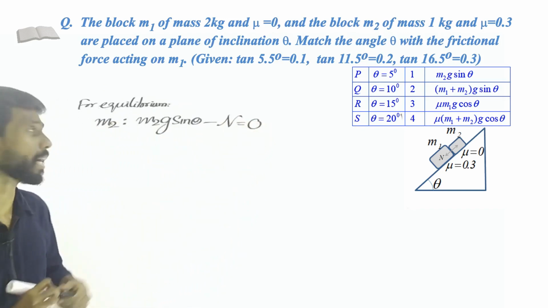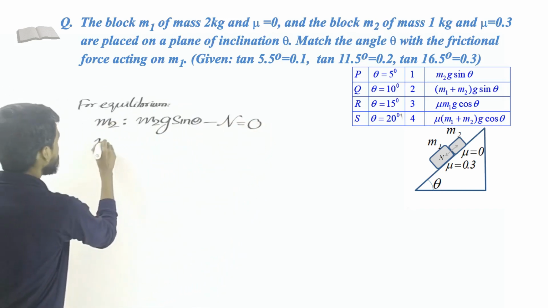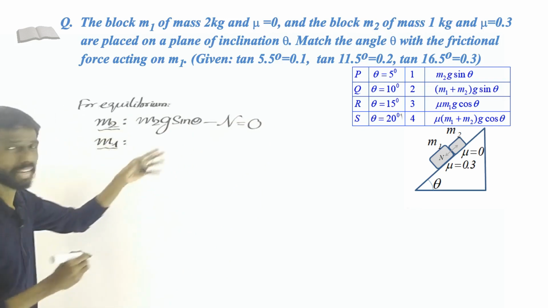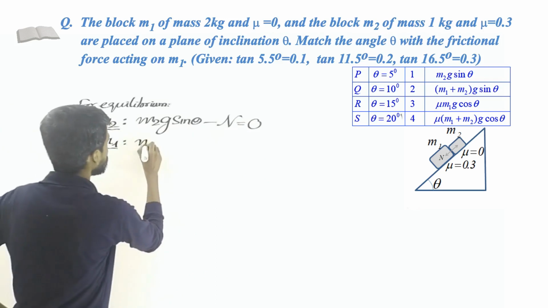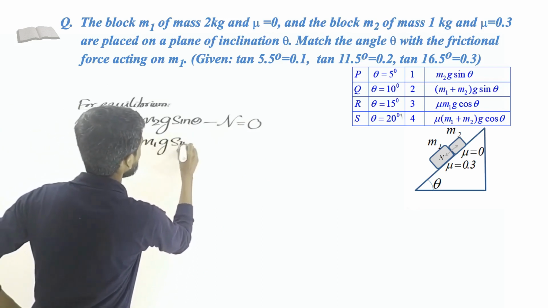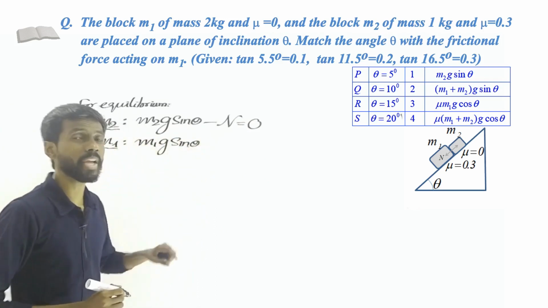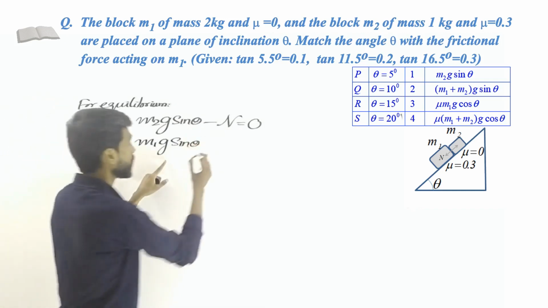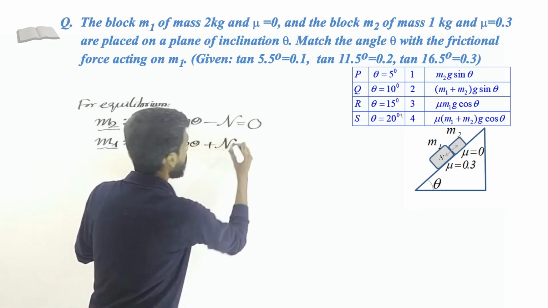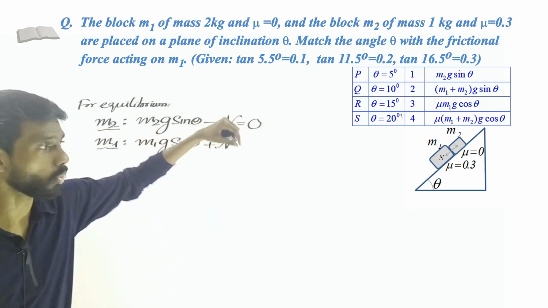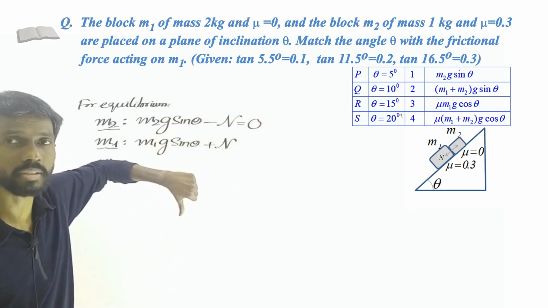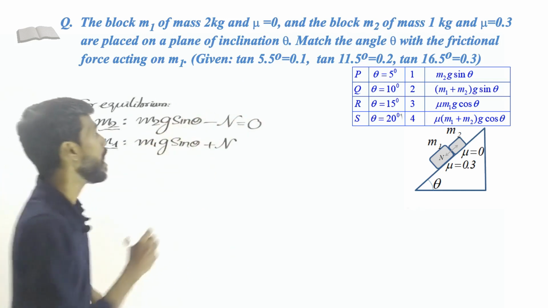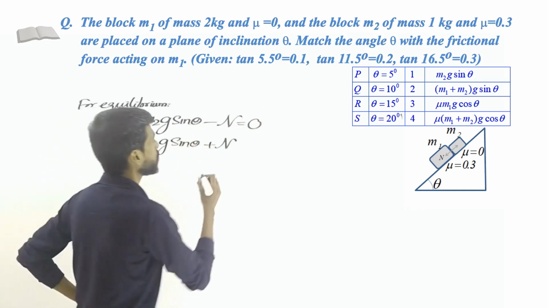No friction for M2. But for the block M1, there is friction also. So what are the forces? Again the same gravitational force, but instead of M2, M1g sine theta. But this time the normal force between the blocks is also in the downward direction, same as the gravitational force, so plus N, not minus, because block M2 will try to push this block downward. And then the frictional force is in the opposite direction.